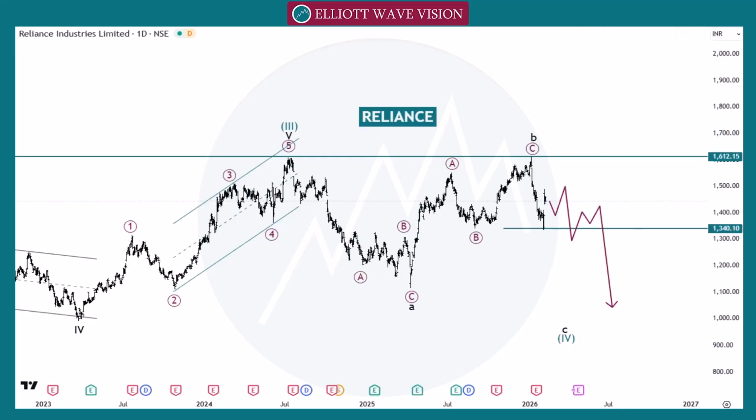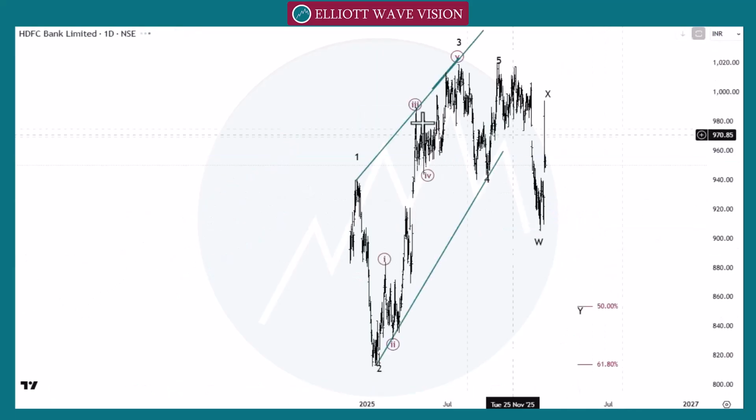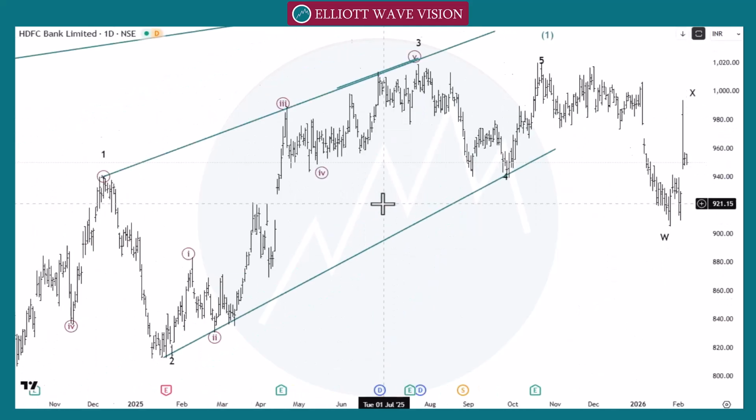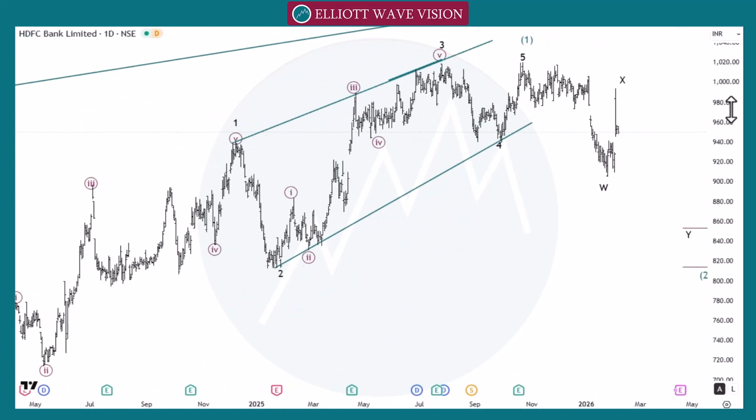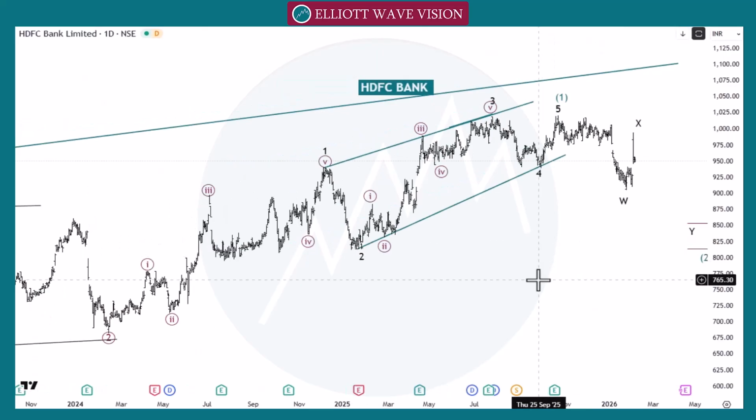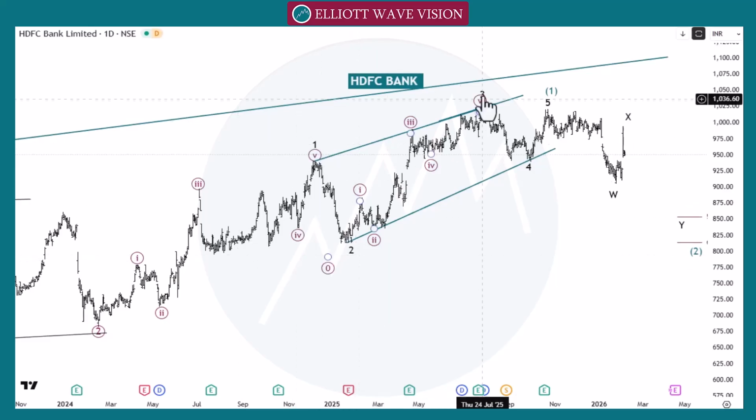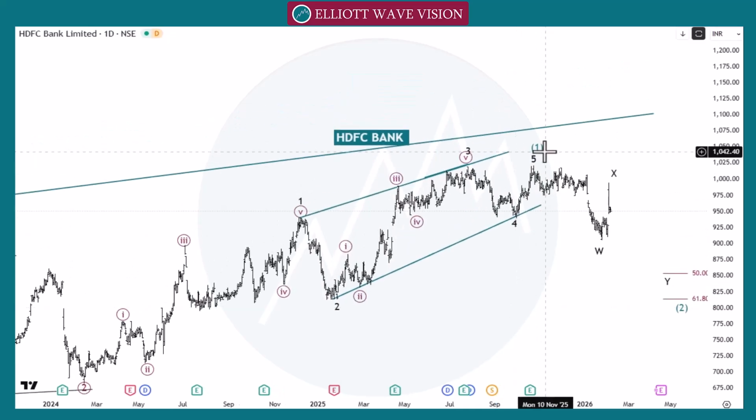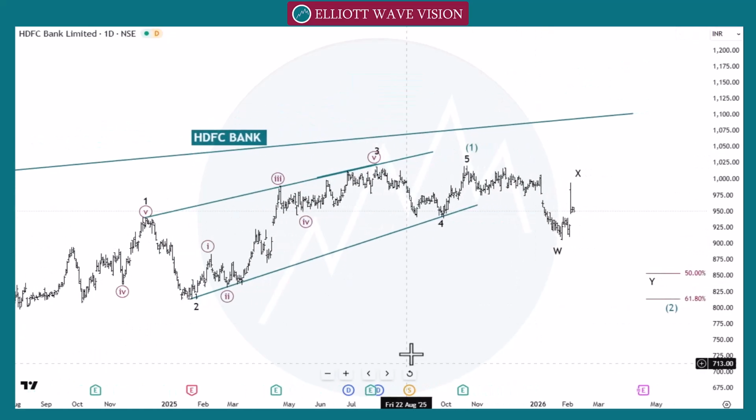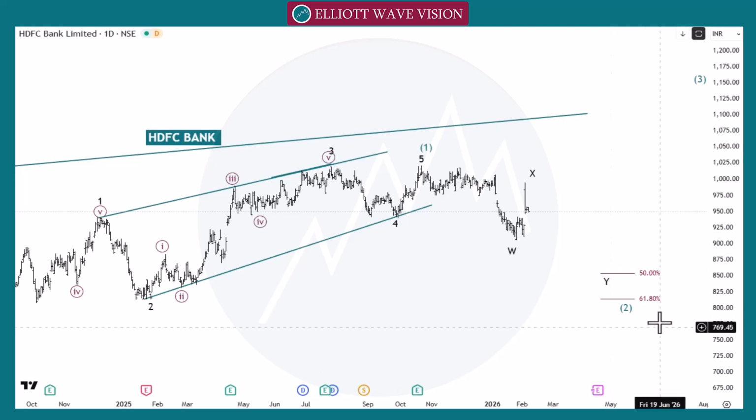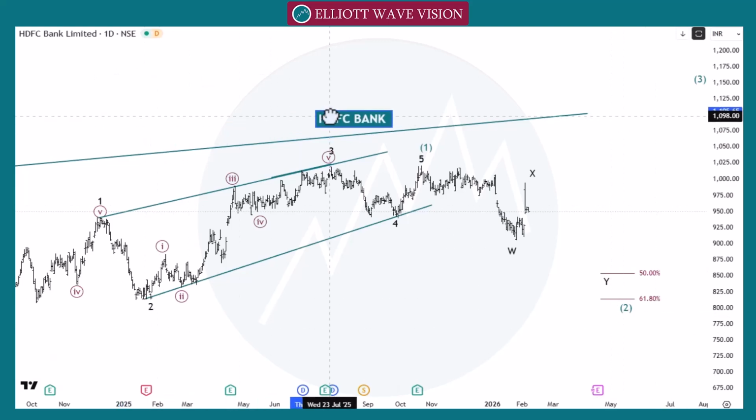So let's check our next pair, HDFC Bank in daily time frame. In HDFC, we count this structure after this brown wave 2 as a black wave 1, black wave 2, 3, 4, 5 of this green wave 1. So after this green wave 1, we are looking for this correction towards the 800. 800 belongs to group 2, end of group 2.